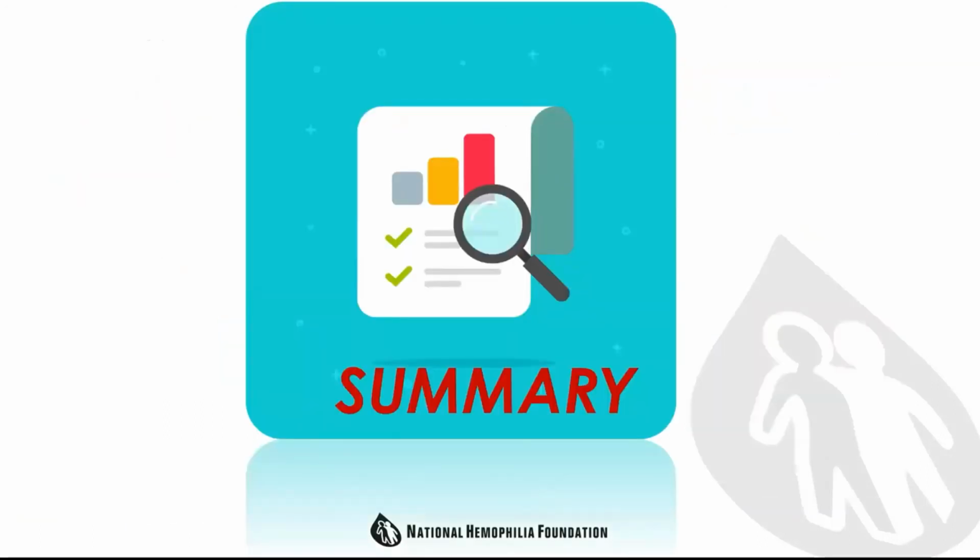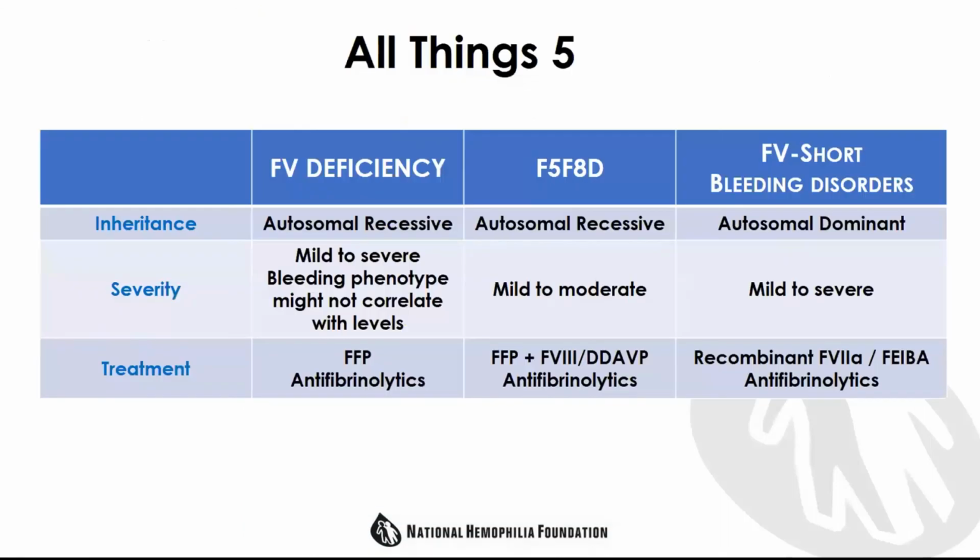So this brings me to the end of the presentation. I just wanted to summarize. So for factor V deficiency and combined factor V and VIII deficiency, both of them are autosomal recessive, with a mild, moderate to severe bleeding phenotype. For factor V deficiency, bleeding might not correlate with the levels. And treatment for factor V deficiency is fresh frozen plasma and antifibrinolytic agents. For combined factor V and VIII deficiency, you would need to add a factor VIII concentrate or desmopressin and antifibrinolytic agents.